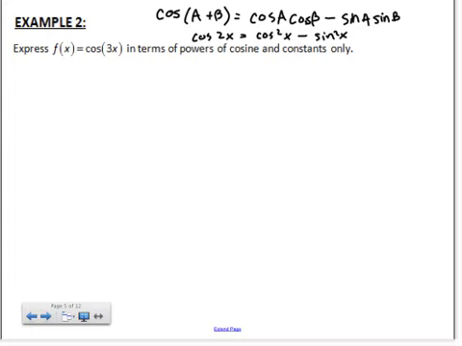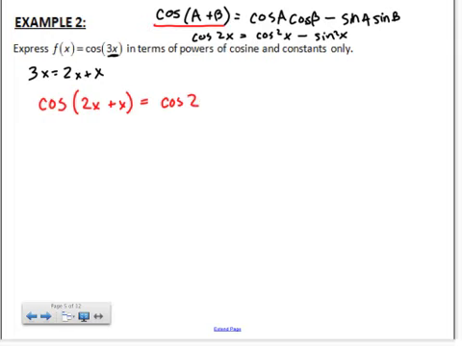All right, so let's look at this. What is 3x? 2x plus x. So I'm going to write that in my cosine. So the cosine of 2x plus x equals, this is a sum, so I'm going to use my sum property right here, the sum of two angles. So that equals the cosine of 2x times the cosine of x minus the sine of 2x times the sine of x.